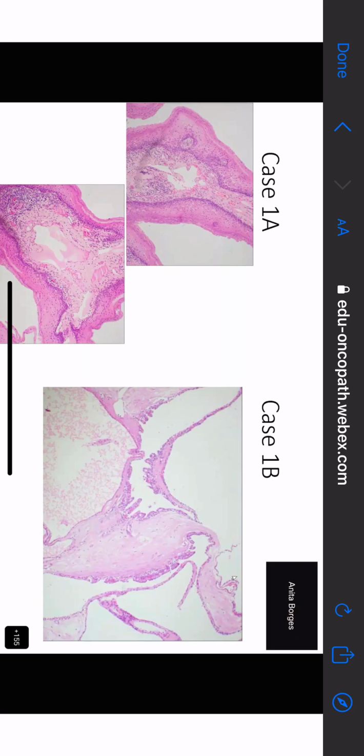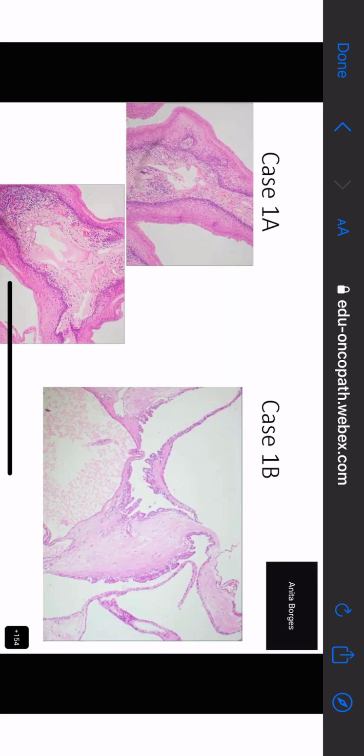And in case 1B? Ma'am, in case 1B, I can see infoldings inside these cystically dilated spaces, and these infoldings are lined by cells which are low cuboidal in nature. Infoldings of what? Ma'am, infoldings of the lining epithelium. Okay. All right.